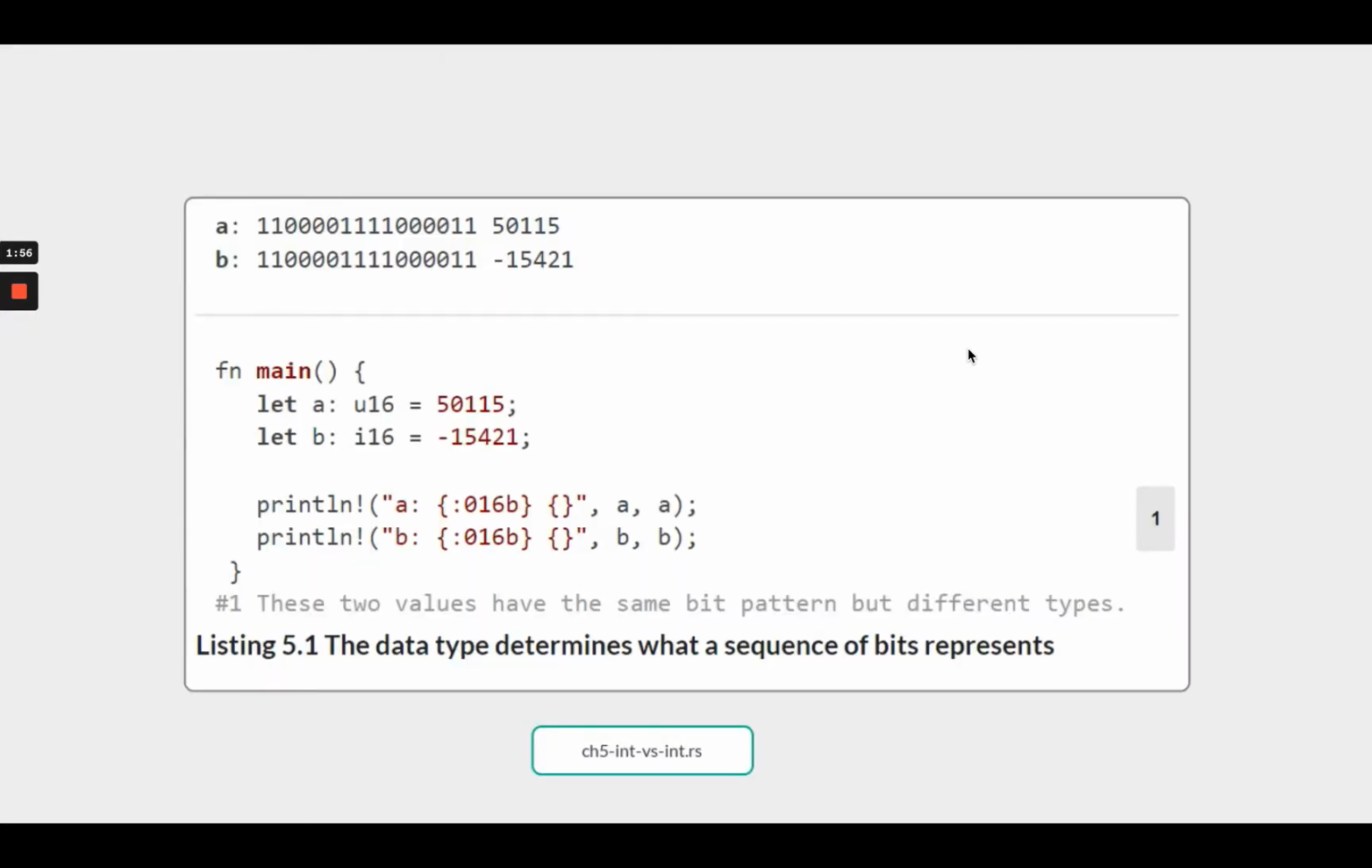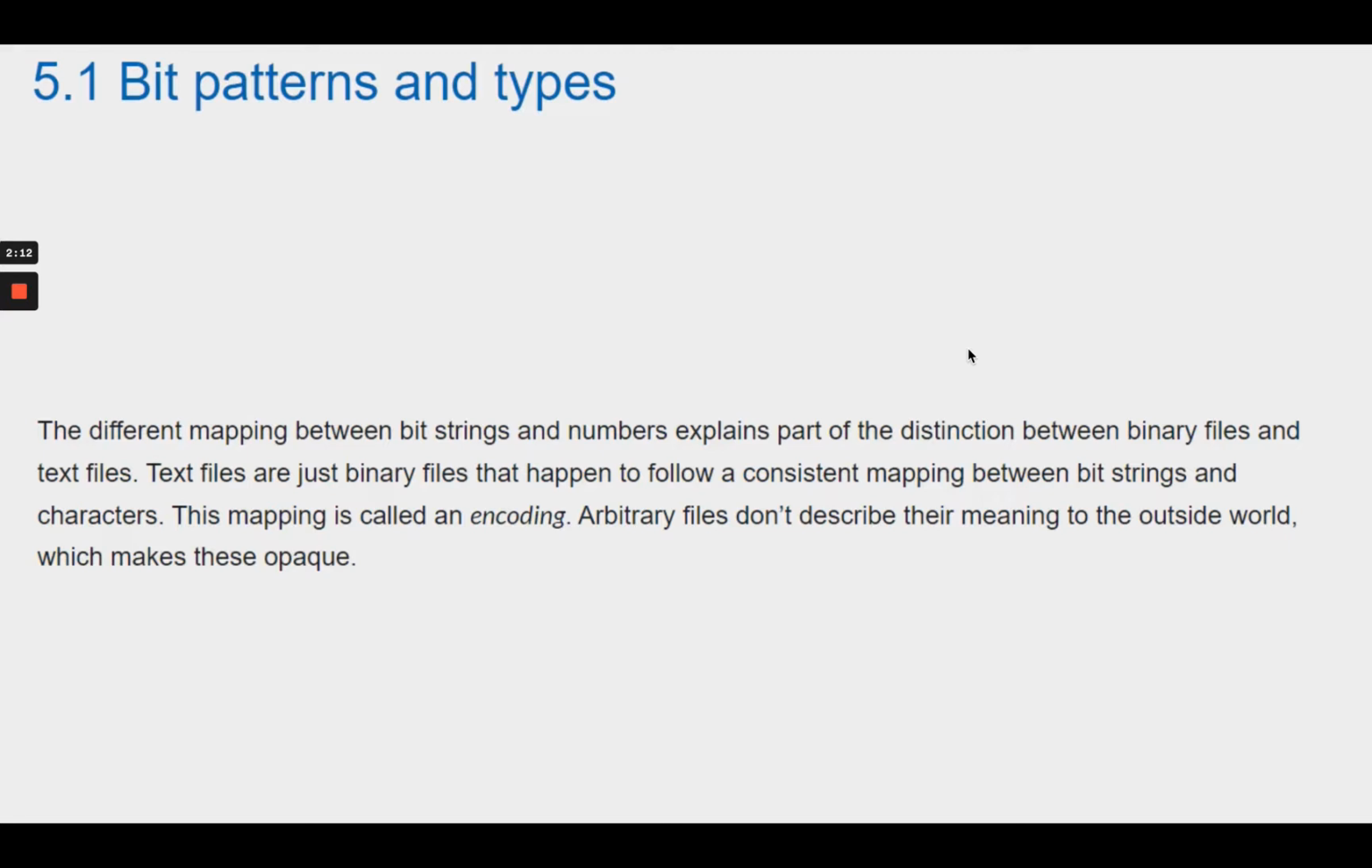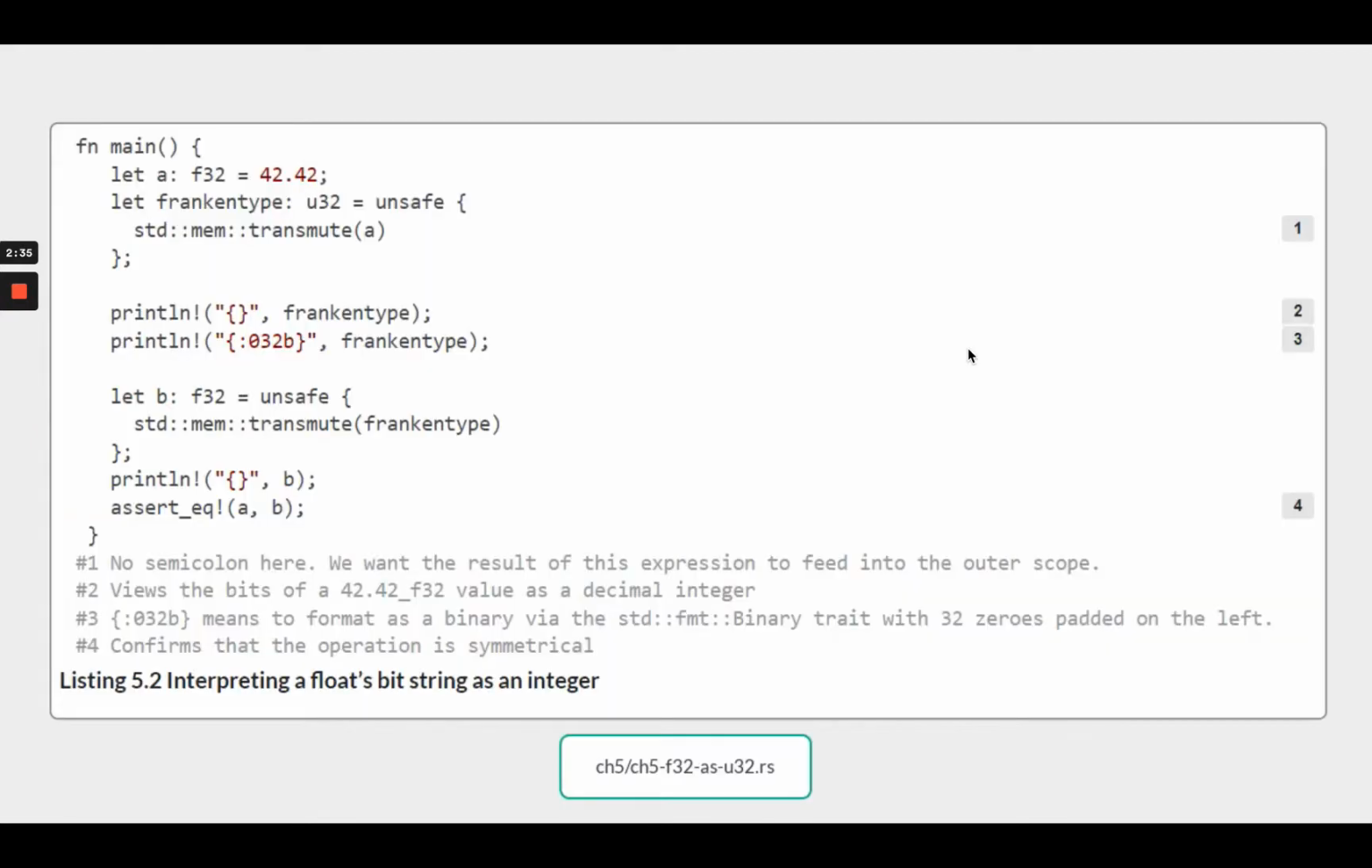Listing 5.1 in this file is an example that uses the same bit pattern to represent two different numbers. The type system, not the CPU, is what makes this distinction. The following shows the listing's output. The different mapping between bit strings and numbers explains part of the distinction between binary files and text files. Text files are just binary files that happen to follow a consistent mapping between bit strings and characters. This mapping is called an encoding. Arbitrary files don't describe their meaning to the outside world, which makes these opaque.